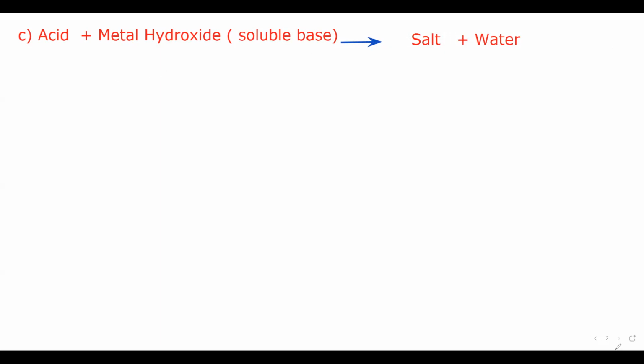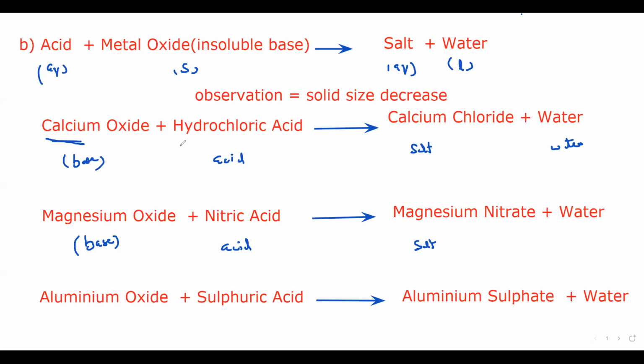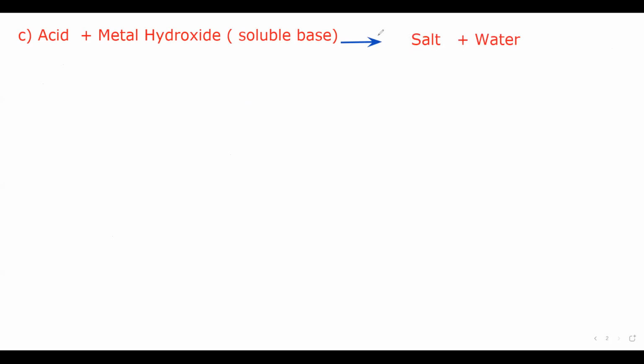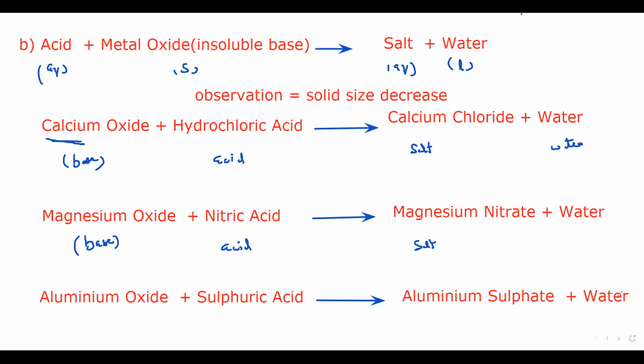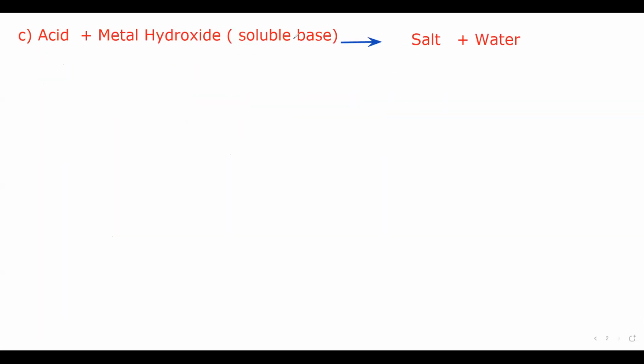So same result is there. As you can see, the previous example, acid plus metal oxide, salt and water. And this example also, acid plus metal hydroxide. Metal hydroxide, basically it's a solution. So the product remain the same.